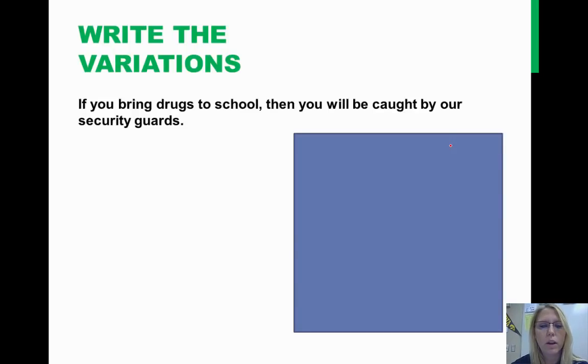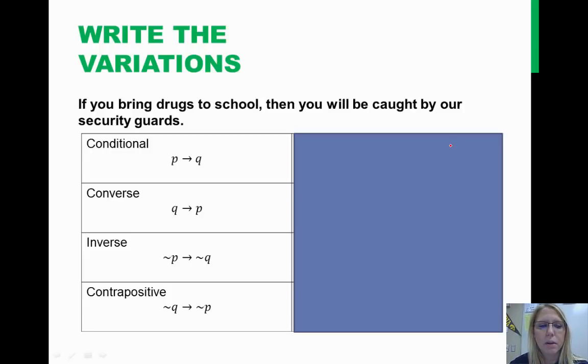So I want to look at one example where we're actually writing the variations. If you bring drugs to school, then you will be caught by our security guards. I've taken the time to write down all the variations on the side, and I want you to take a minute to look at what the outcome would be. Remember, the conditional should be the original statement. So it would be, if you bring drugs to school, then you'll be caught by security guards. What would the contrapositive be? Take a minute to write that down. And then go ahead and try to do the converse and the inverse, and then check your work.